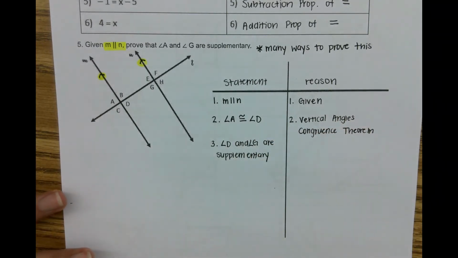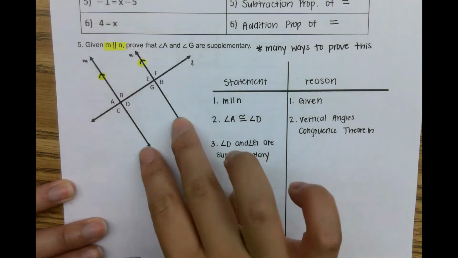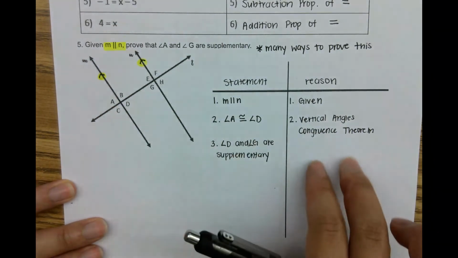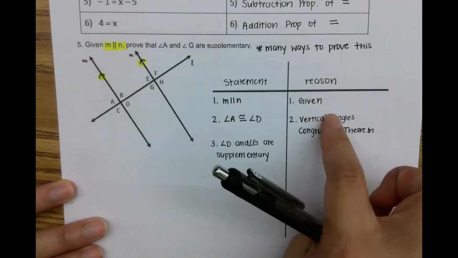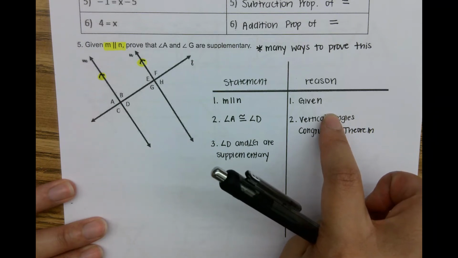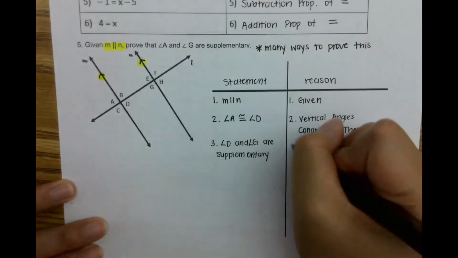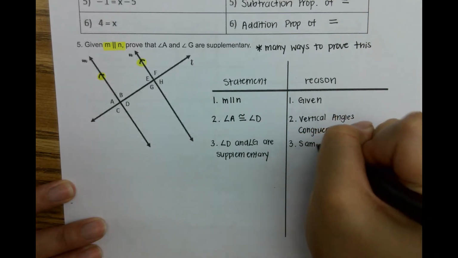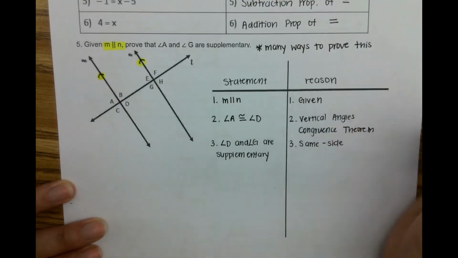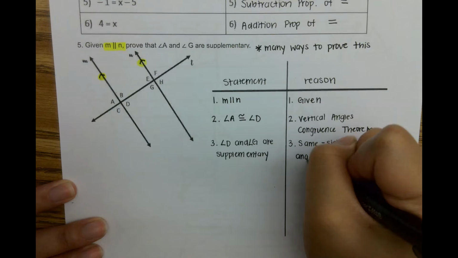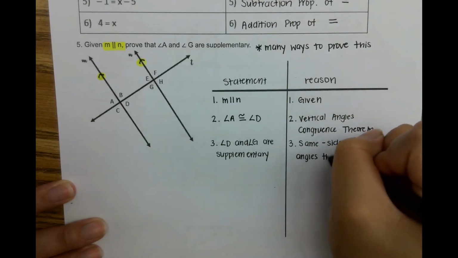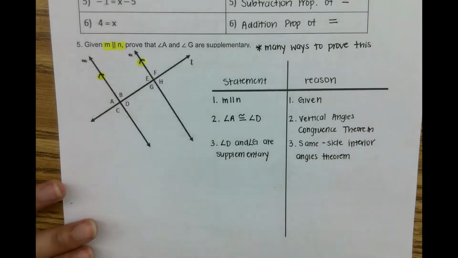And the reason why angle D and angle G are supplementary is because they are same side interior angles that are formed by parallel lines. So if I'm going to use this theorem, I need to first have this given statement, which is why it was so important that they told me this. It is only because they are parallel that I'm able to use this theorem. Because they are formed by parallel lines, these same side interior angles are going to be supplementary. And that is because of the same side interior angles theorem.